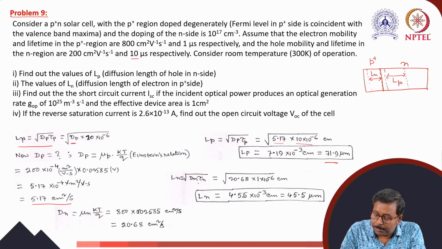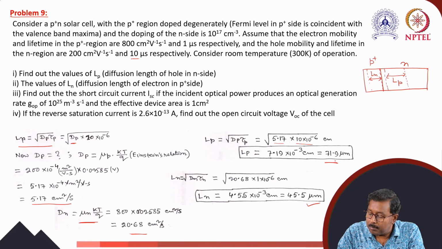Whereas Ln would be root over Dn tau n, but Dn is again kT by q into mu n, because D by mu is equal to kT by q. So this value is 20.68, and putting this value Ln will become 4.55 into 10 to the power minus 3 centimeter, that is 45.5 into 10 to the power minus 6 meter, that is 45.5 micrometer. You see, Lp is more than Ln here for this particular problem.